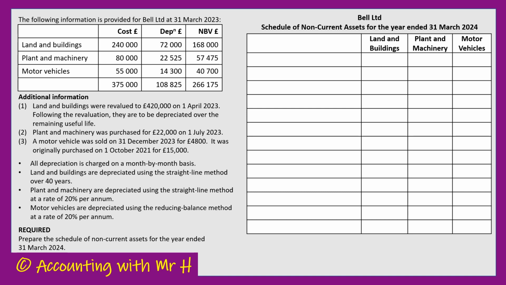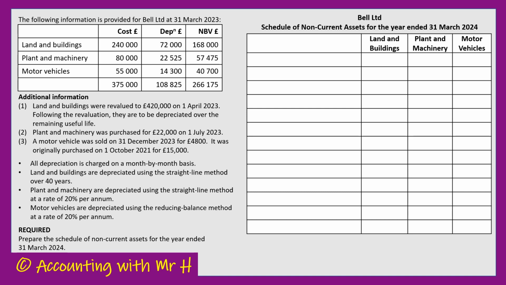You'll see I've already laid mine out ready. I've got my title. So who, it's for Bell Limited. What is it? It's a schedule of non-current assets. And when for the year ended 31st of March 2024. And I've drawn up a column for each of the types of non-current asset that this company has.